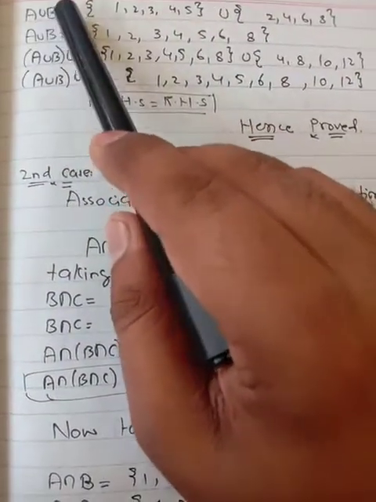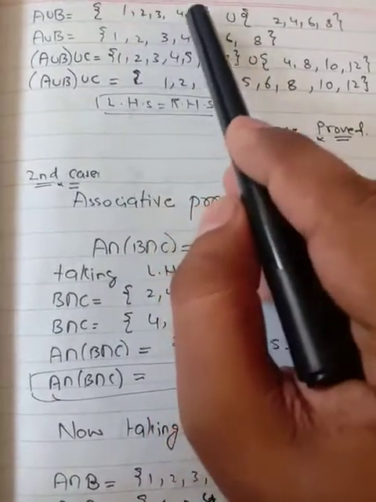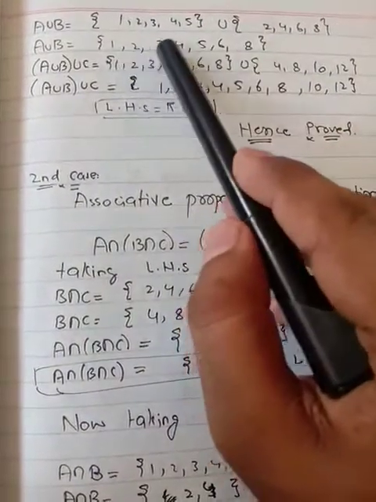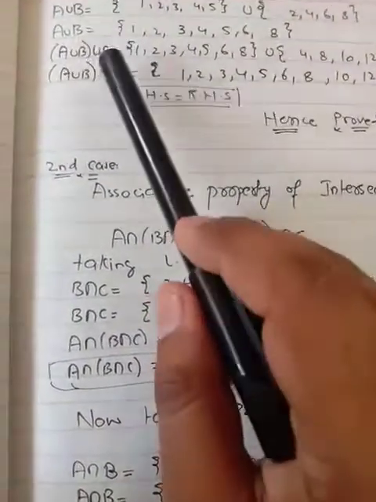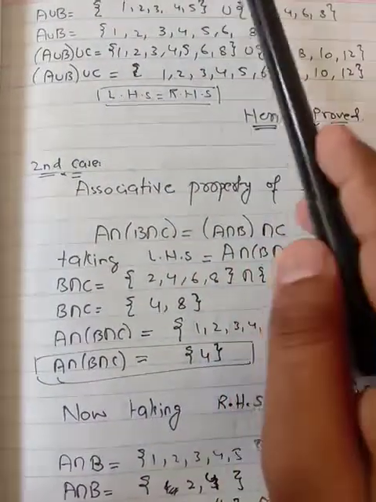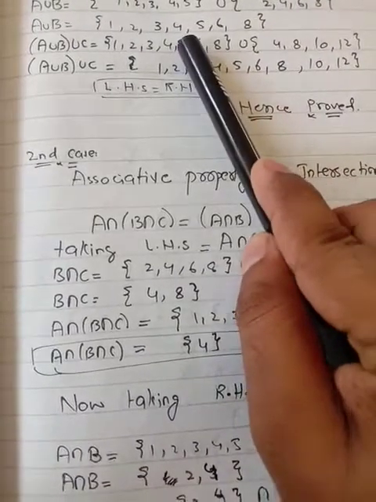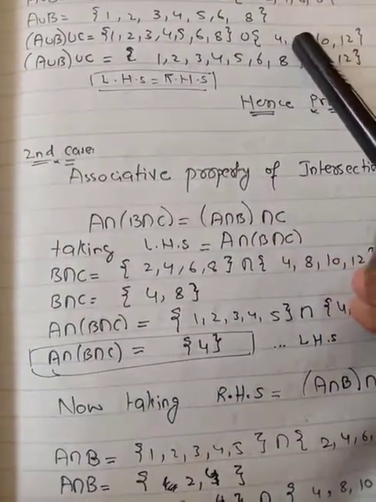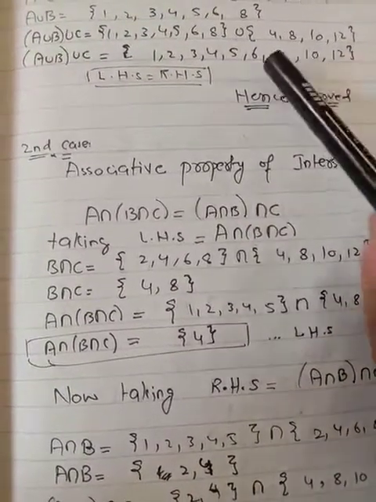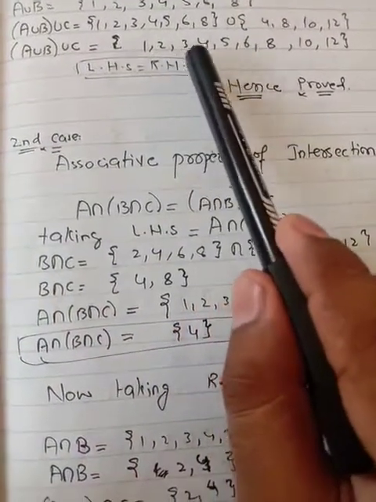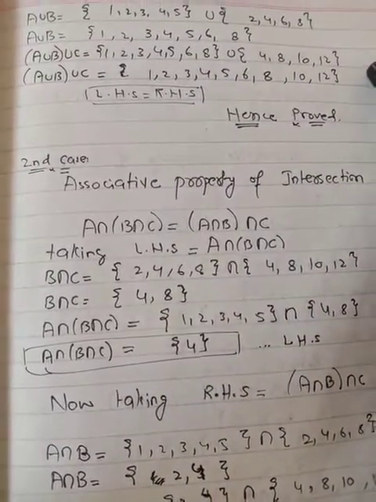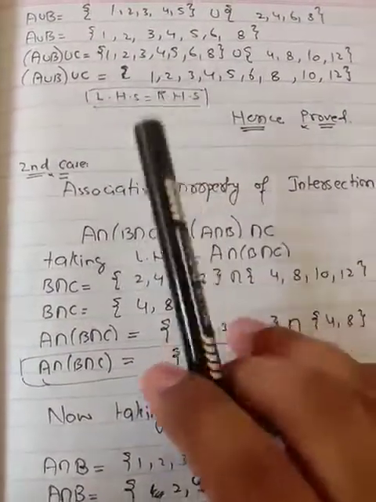Here first we will find A union B. A is 1, 2, 3, 4, 5. Then union with B. B is 2, 4, 6, 8. A union B will be 1, 2, 3, 4, 5, 6, 8. Then we will find the union with C. The A union B answer is 1, 2, 3, 4, 5, 6, 8. This answer, union with C. C is 4, 8, 10, 12. Then the union of all of these will be 1, 2, 3, 4, 5, 6, 8, 10, 12. The answer of this side is equal to the left hand side, so the right hand side is equal to the left hand side, hence we have proved.